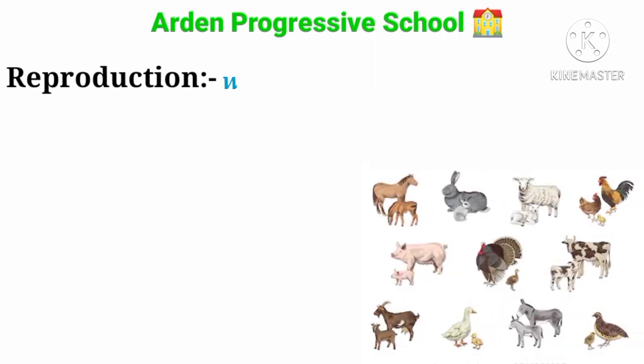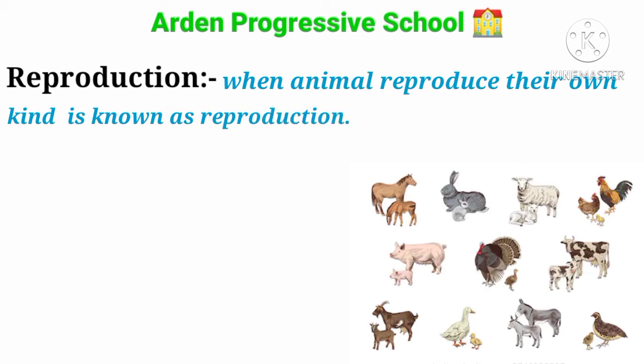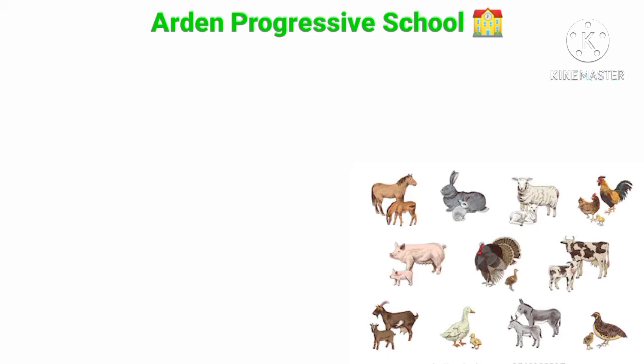Now the next is reproduction. When animals produce their own kind, it is known as reproduction. So here in the image you can see the adult animals along with their young ones. Okay, so these adult animals reproduce their young ones.